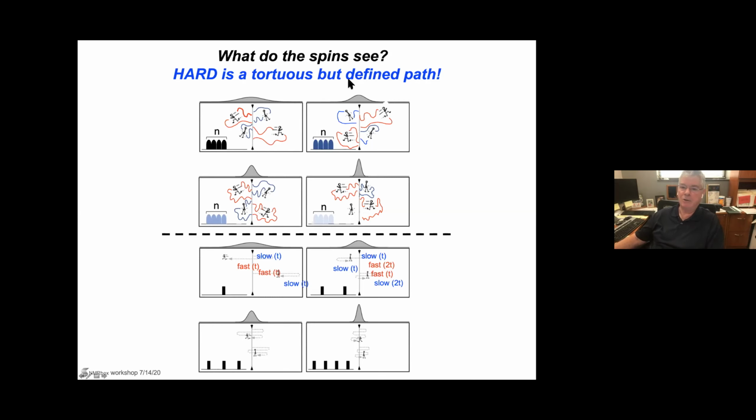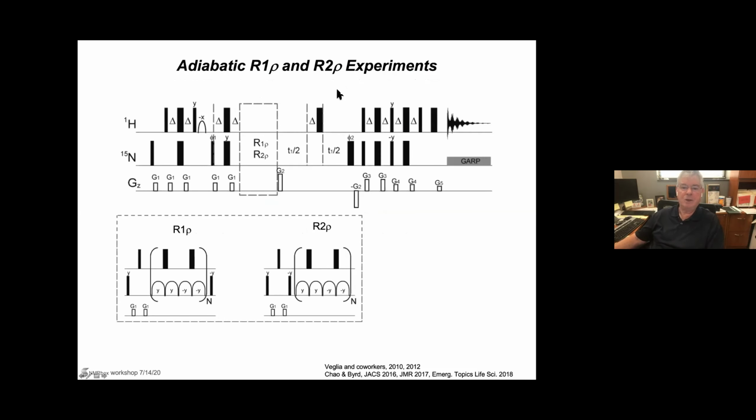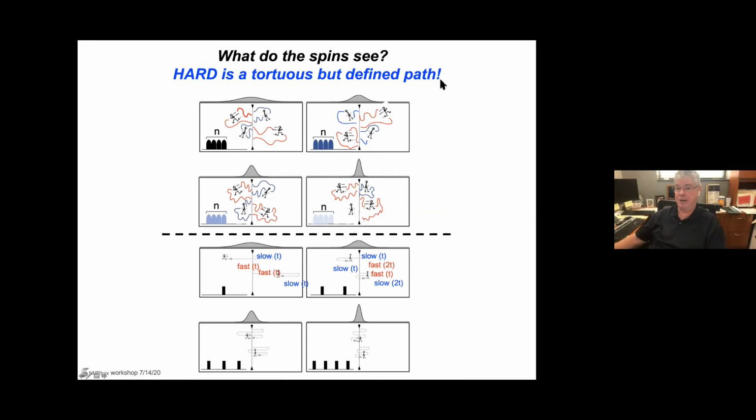Well, the trick is this path is very defined, as I showed you. We use a specific adiabatic pulse. So we have defined this trajectory. We know what it is. The question is, how do you back extract the effect of exchange on these tortuous paths?